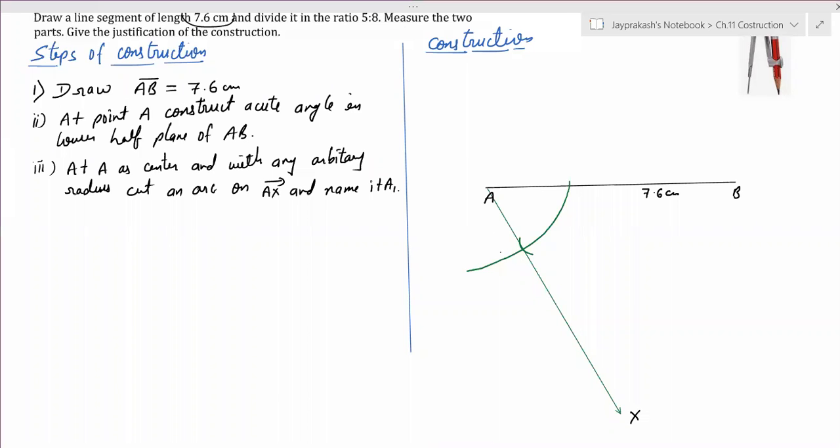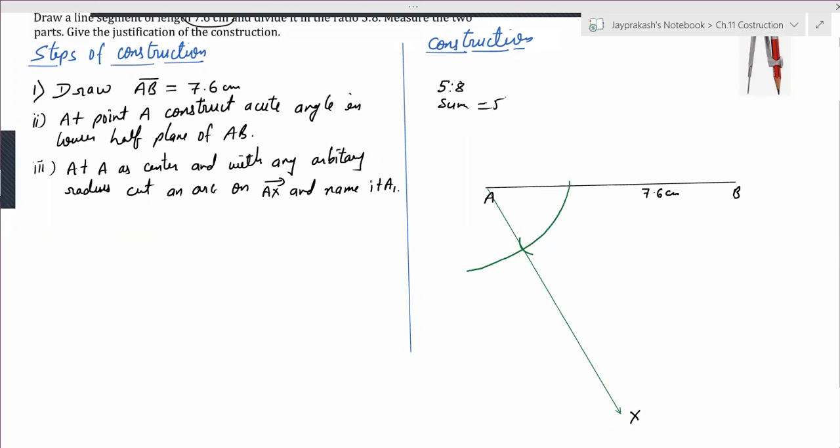On this AX we are going to cut arcs of the same length with any radius. So what we will do, we have the 5 is to 8 ratio. So now the sum of the ratio 5 plus 8 will be 13. So we will construct 13 arcs on AX. So you have to take your radius smaller. So we are cutting a first arc, name it A1.